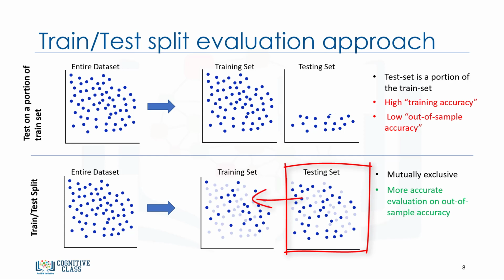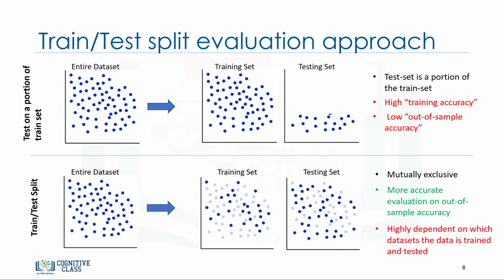However, please ensure that you train your model with the testing set afterwards, as you don't want to lose potentially valuable data. The issue with train-test-split is that it's highly dependent on the datasets on which the data was trained and tested. The variation of this causes train-test-split to have a better out-of-sample prediction than training and testing on the same dataset, but it still has some problems due to this dependency. Another evaluation model, called k-fold cross-validation, resolves most of these issues.